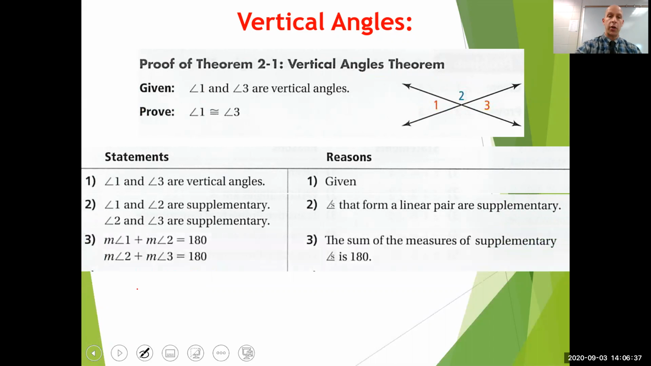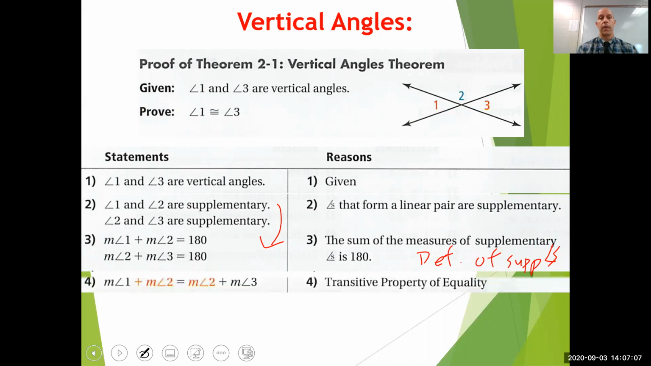So from step 2, we can now go to step 3 and say the measure of angle 1 plus the measure of angle 2 equals 180, and the measure of angle 2 plus the measure of angle 3 equals 180. I'm doing two things in each of these statements because we're doing the same thing. The reason for this step is the definition of supplementary angles. You can literally write out the definition, which is what I did here, or if you don't want to write it all out, you can just write definition of supplementary angles. So I'm abbreviating it right there.